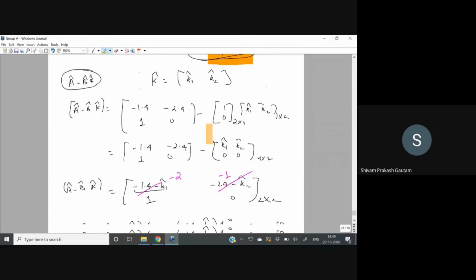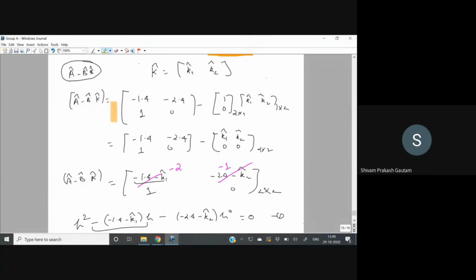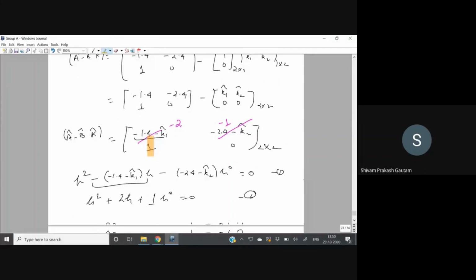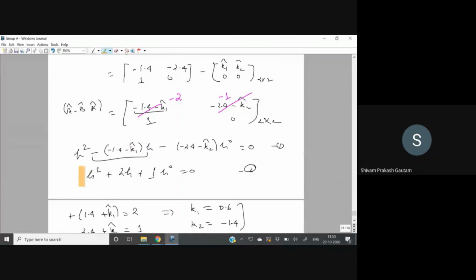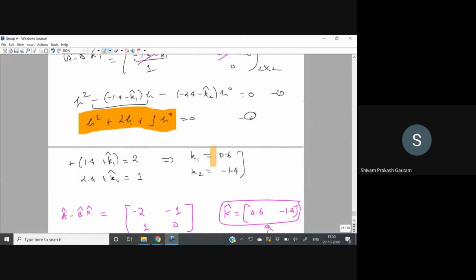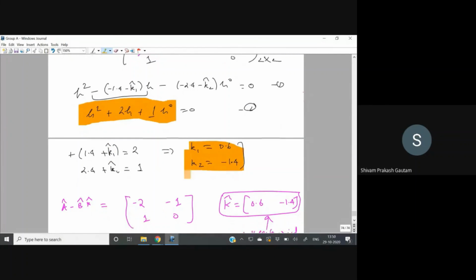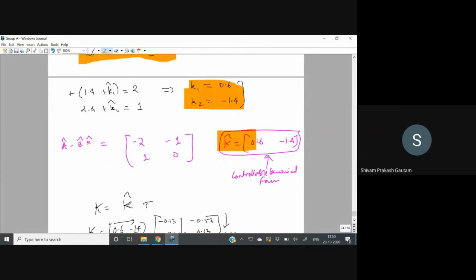You can see we will calculate A cap minus B cap K cap, where K cap is K1 cap, K2 cap. Multiply this matrix, and finally we will compare it with s squared plus 2s plus 1. Here we compare the coefficients, such that the K1 and K2 values can be found. You can see K1 and K2 we are getting as this.